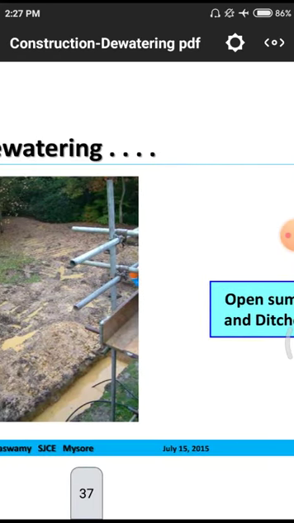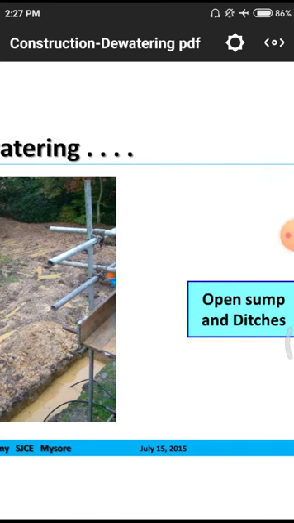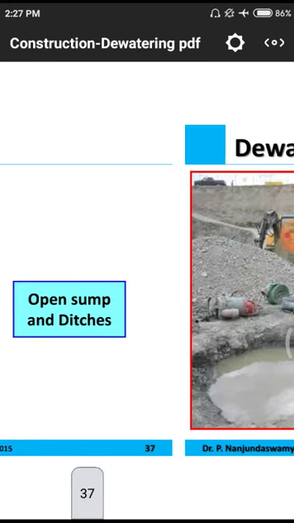It is the open sump and ditchment. That means the sump is open in a particular land. In some cases we also have closed sumps. Closed sumps are constructed vertical to the soil profile, but open sumps are horizontal. That means they are constructed along the x-axis of a particular soil strata. If the soil strata has a vertical axis, those are closed sumps.